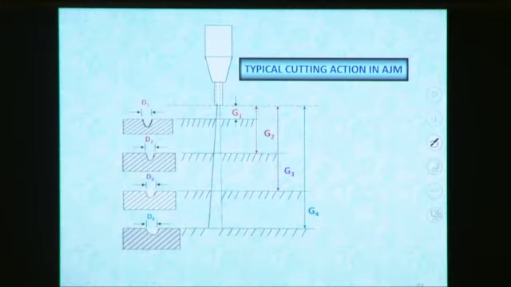Okay, so these are the different parameters for the abrasive jet machining process. We shall discuss these parameters one by one. So here is the typical cutting action of this abrasive jet machining.